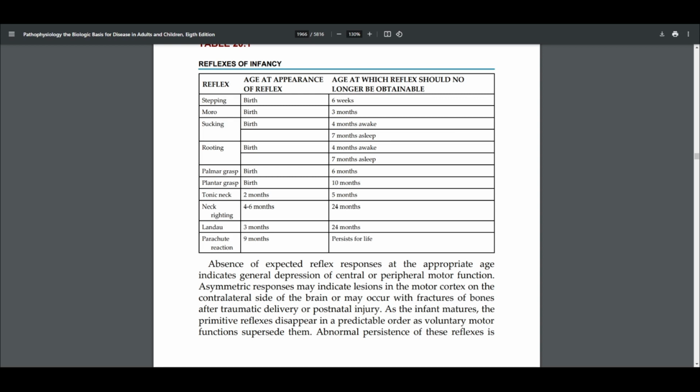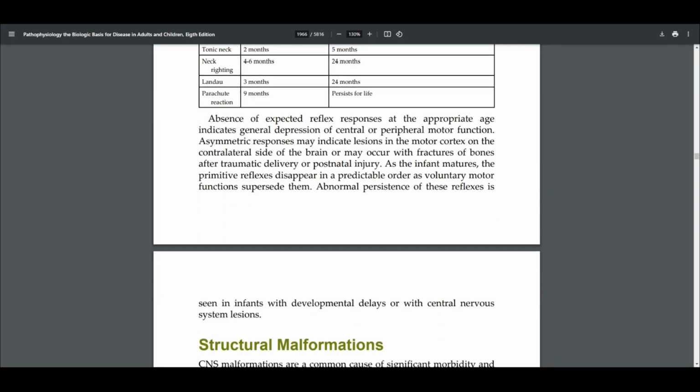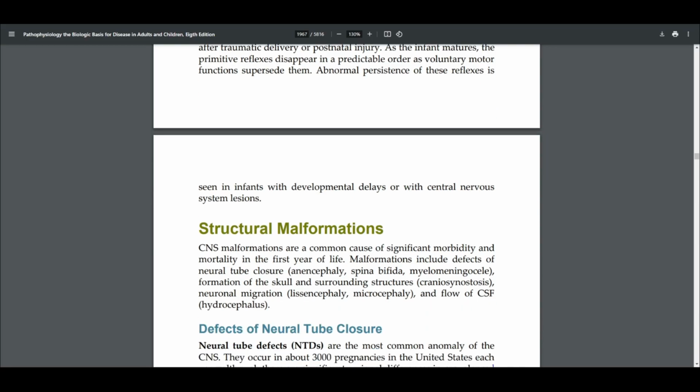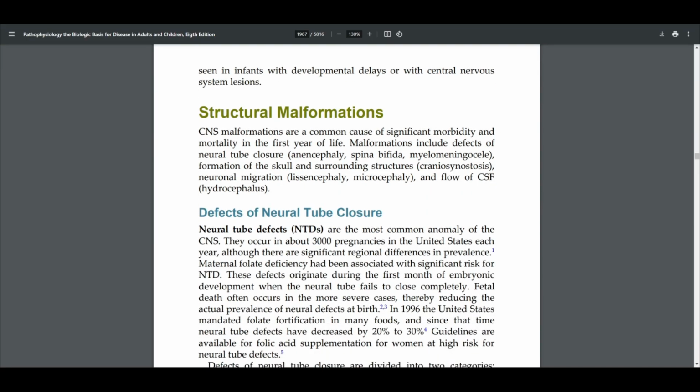As the infant matures, the primitive reflexes disappear in the predictable order as voluntary motor functions supersede them. Abnormal persistence of these reflexes is seen in infants with developmental delays or with central nervous system lesions.